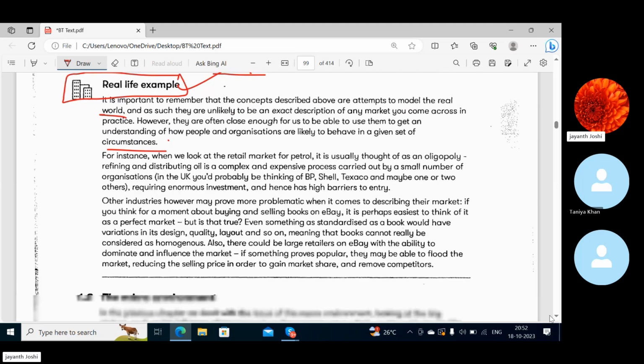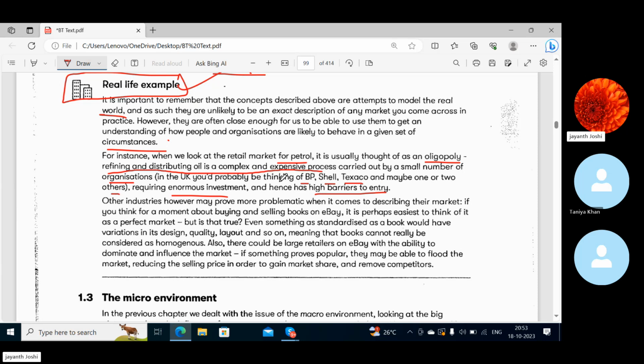I've given you many live examples there by taking some famous companies' names. For instance, when we look at the retail market of petrol, it is usually thought of as an oligopoly. Why? Refining and distributing oil is a complex and expensive process carried out by a small number of organizations. In the UK, you'd probably be thinking British Petroleum, Shell, Texaco, and maybe one or two others, requiring enormous investment and hence having high barriers to entry. So it seems like an oligopoly. Only a few firms are dominating the market. Not one firm, I'm saying not one firm. Right? I already told you right now.